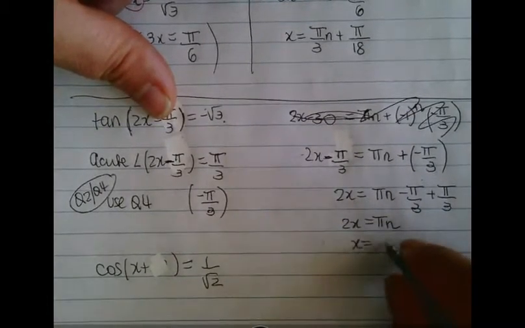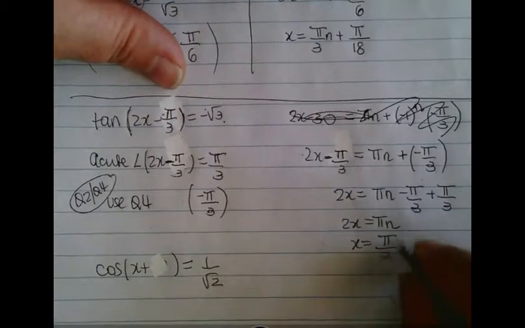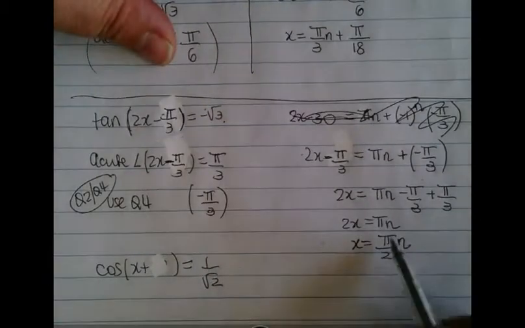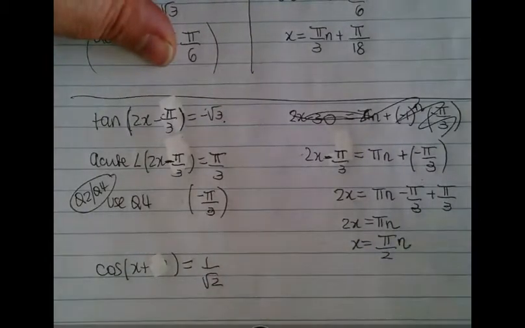So what does x equal? Pi on 2 n. In other words, x will be multiples of 90 degrees. When n is 1, you get pi on 2. When n is 2, you get pi.